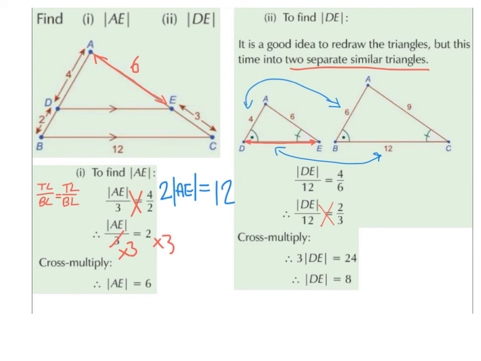And 2 multiplied by 12 is 24. So we get 3DE equals 24, or 3X equals 24. So DE is going to be 24 divided by 3, and 24 divided by 3 is 8. So the length of DE is going to be 8. So this length here is going to be 8.